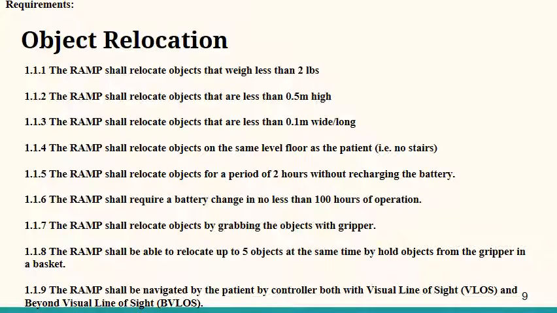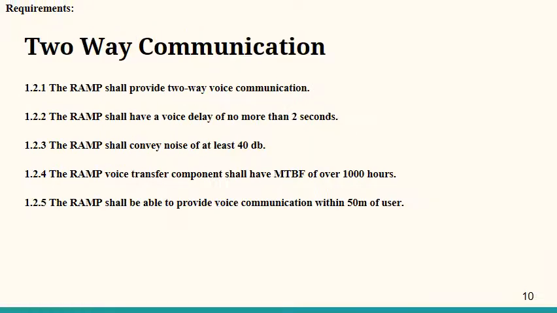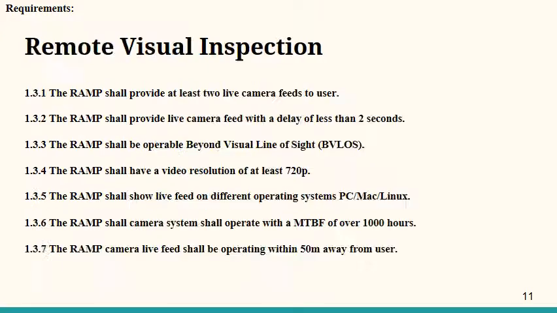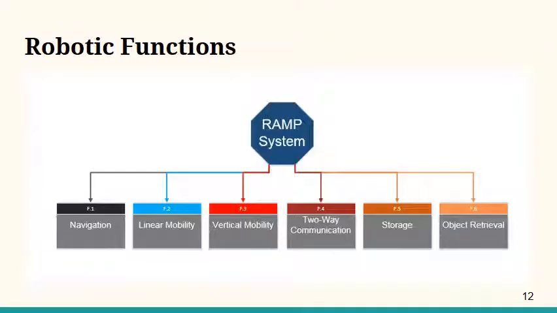Requirements. Here's the breakdown of our requirements for object relocation, and here are the details of the two-way communication function requirements, and this is a breakdown for remote visual inspection requirements. Our functions include navigation, linear mobility, vertical mobility, two-way communication, storage, and object retrieval.